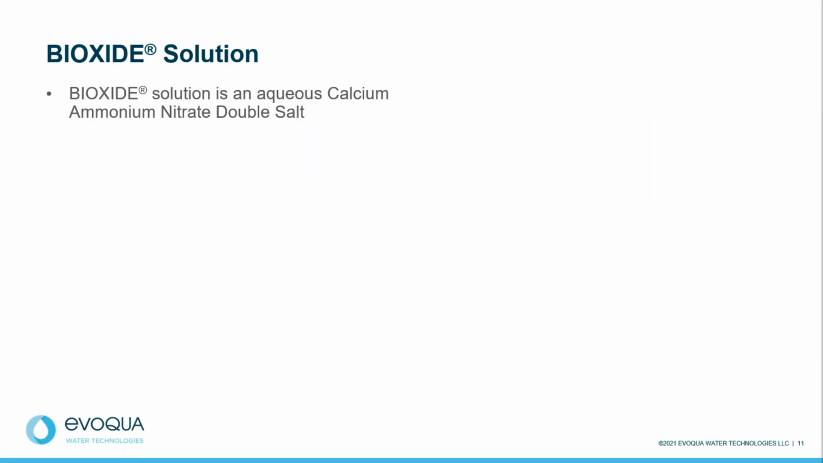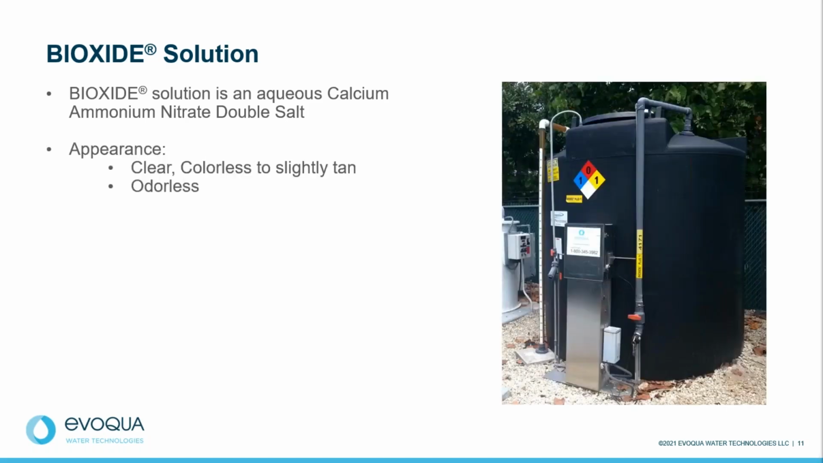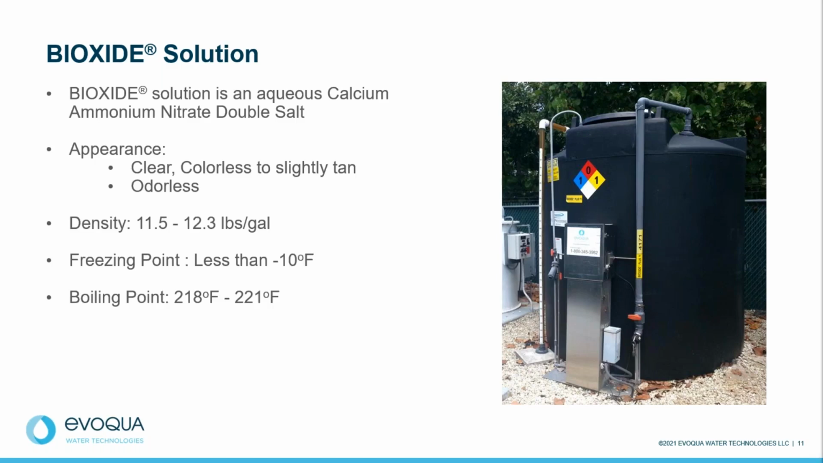So moving on to our first and the major type of nitrate solutions available here with Evoqua are the BIOXIDE solutions. The BIOXIDE solution is an aqueous calcium ammonium nitrate double salt. They are usually clear liquids and slightly colorless too, with a tan coloration in them. They're usually odorless liquids. It has a density of 11.5 to 12.3 pounds per gallon, with a freezing point of less than 10 degrees Fahrenheit. It has a boiling point of 218 degrees Fahrenheit to 221 degrees Fahrenheit with a pH of 4 to 8.